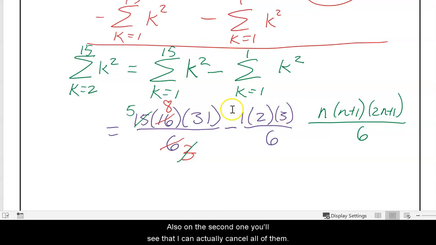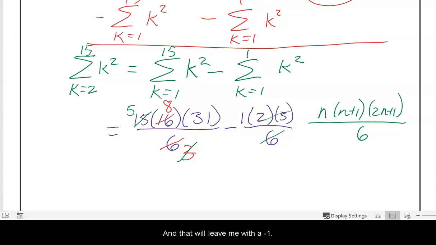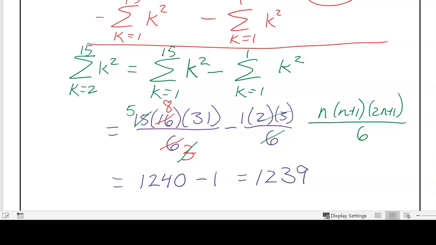Also, on the second one, you'll see that I can actually cancel all of that, and that will leave me with a minus 1. This gives me 40 times 31, which should be, let's check and see. Oops, not plus, should be times. 1,240 minus 1, which is 1,239. Let's compare that to the answer that we got previously doing it with the other method.